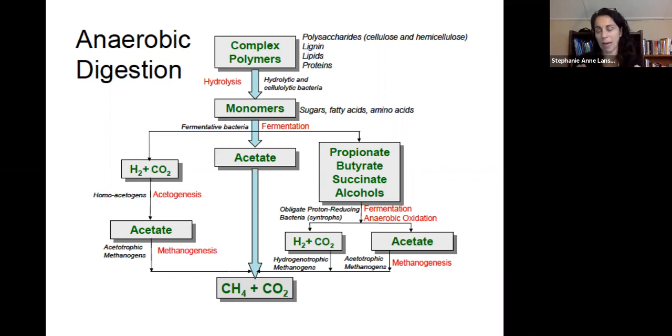So there's two pathways, or two types. Again, there's many types of methanogens, but two pathways that they can take in terms of producing that methane.